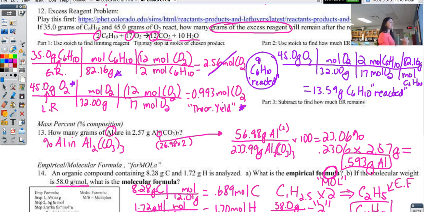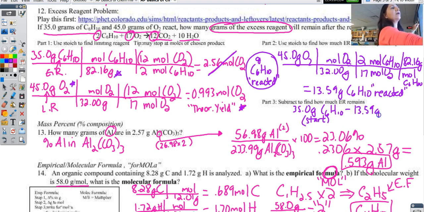So I'm going to simply subtract my 35.0 grams of the C6H10, minus, and this is what I started with, so this is my starting amount, minus the 13.59 grams of C6H10. Make sure you always are subtracting the same thing. You cannot subtract grams of C6H10 and grams of oxygen, for example. That's like subtracting inches and feet. You can't do that, okay? And this is how much reacted, and then that's going to tell me how much is left.